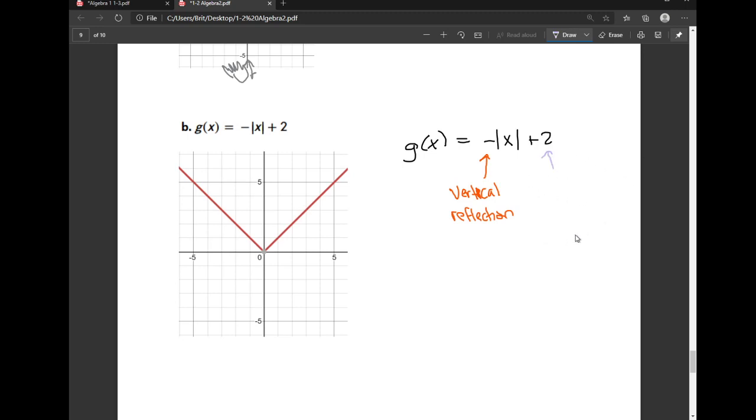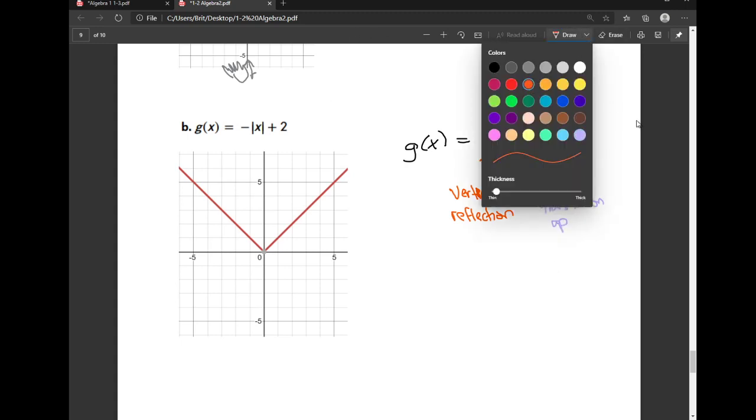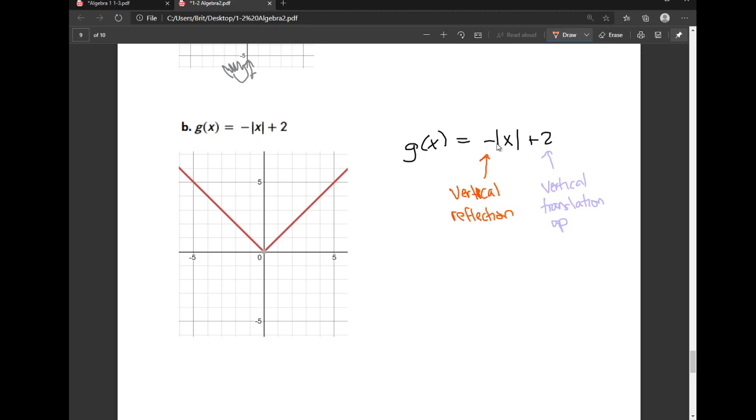Alright, and then this +2, it's outside the grouping symbol, so it's also vertical. It's addition or subtraction, so it's a translation. And then because it's a +2, it's going to be going up. Alright, now our kind of order of operations with graphing this, I do my reflection first, and then I'll translate.